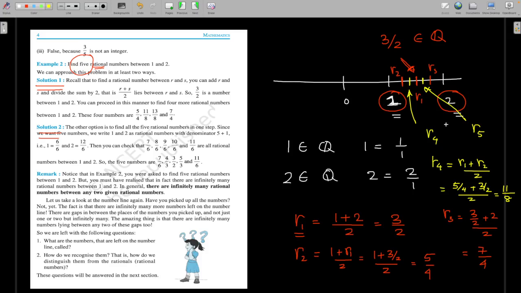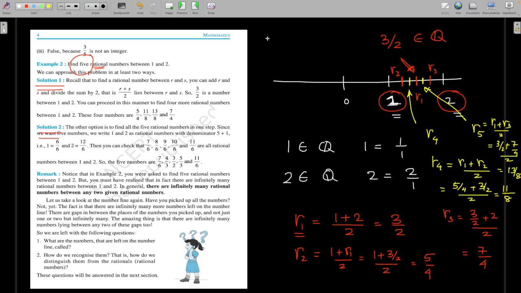And let me just do R5 as well. R5 is equal to (R1 plus R3) divided by 2. So R1 is 3 by 2 plus R3 is 7 by 4, the whole thing divided by 2, and this happens to be 6 plus 7, that's 13 by 8. Right? So this is the way the problem has been solved in your book. It's very interesting. So the main take-home message from this is, given any two rationals, you can add as many rationals in between as you like using this method.